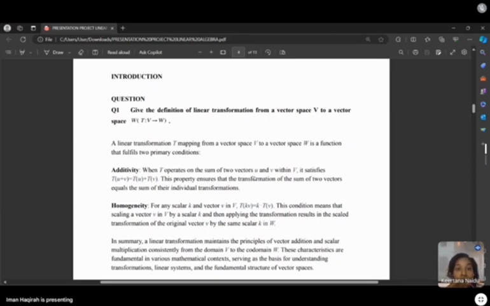For additivity, when T operates on the sum of two vectors, U and V, within V, it satisfies T(U + V) = T(U) + T(V). Next is homogeneity. For any scalar k and vector v in V, this condition means multiplying the vector v in V by a scalar k and then applying the transformation results in the scaled transformation of the original vector v by the same scalar k in W. So, in summary, a linear transformation maintains the principle of vector addition and scalar multiplication consistently from the domain V to the codomain W.